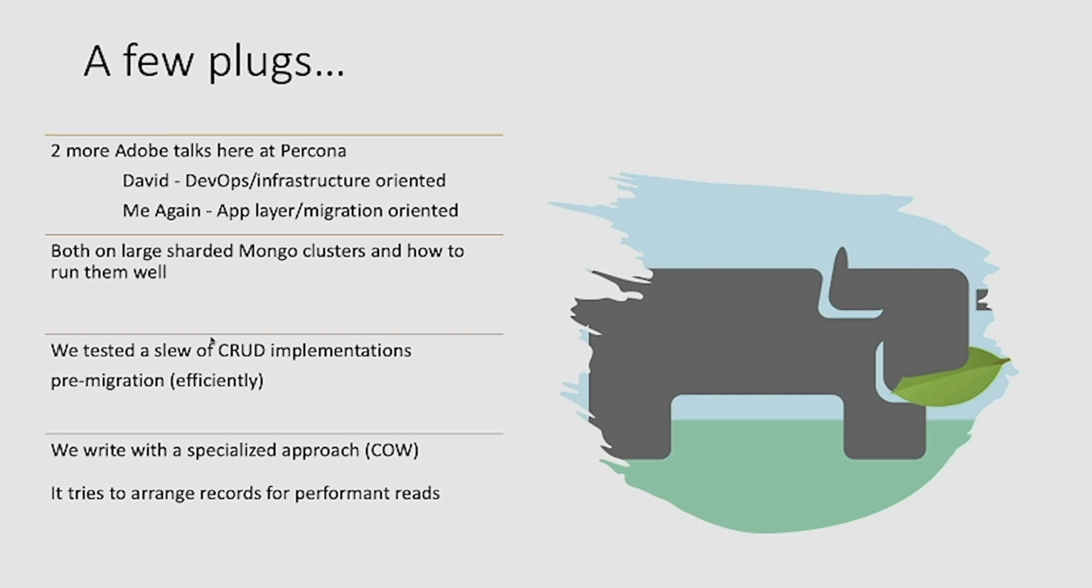Just for a few teasers, we tested a slew of CRUD implementations pre-migration, basically wrote out all of the possible different ways that we could think of to access our data for reads and writes, and then tested them using a workload handling system that I wrote out. We weren't really sure what would work well. Actually, there were some surprises there when it came to indexing. Some indexes that I thought we would need that we didn't, and those just slowed things down. And we write with a specialized approach, copy on write, which really leans into object ID sorting within Mongo in order to arrange records by updated at.